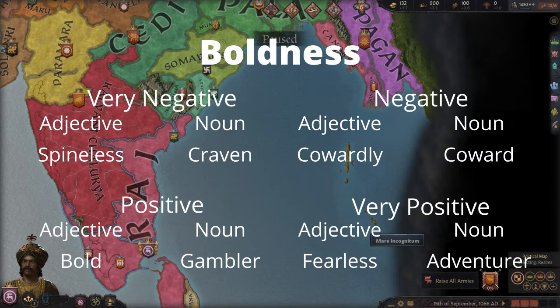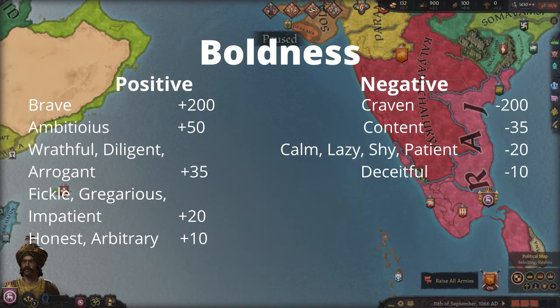Now within the boldness trait, here is a list of positive traits. These personality traits will give you a positive towards boldness, and you can see the different traits and how much positive boldness each gives. As all of those personality traits are factored in, this will give you a positive boldness factor. Or you can have negative traits, which can subtract from some of these positives.